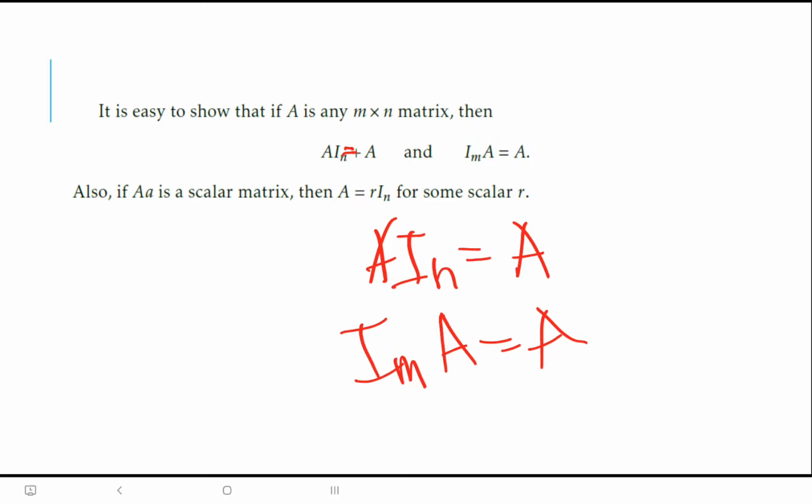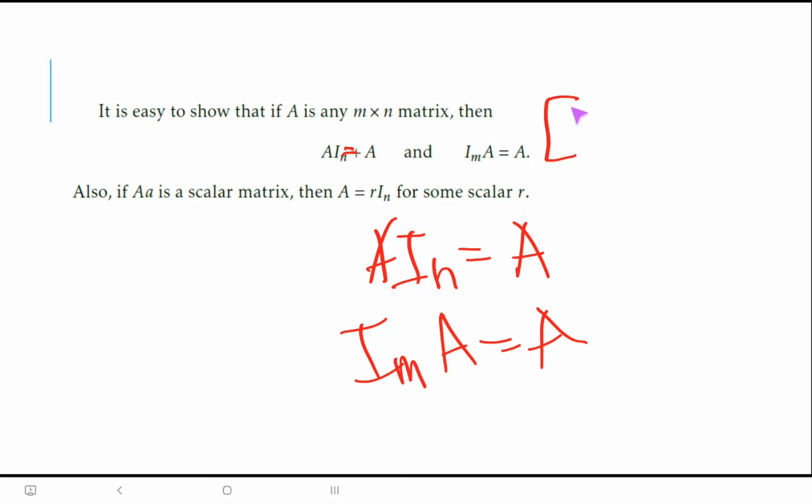Okay, this property only holds true always for the identity matrix, or if one of our multiplicands is the identity matrix. Furthermore, if A is a scalar matrix, then we can write A as r times I_n. So what I discussed earlier, it is correct, we can solve it.